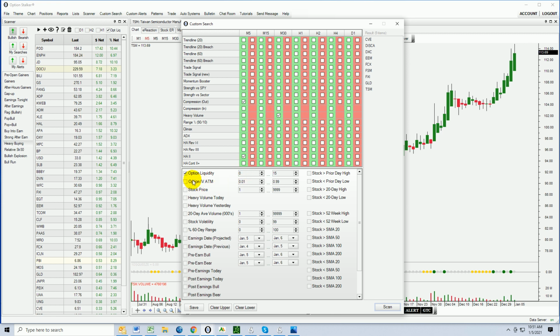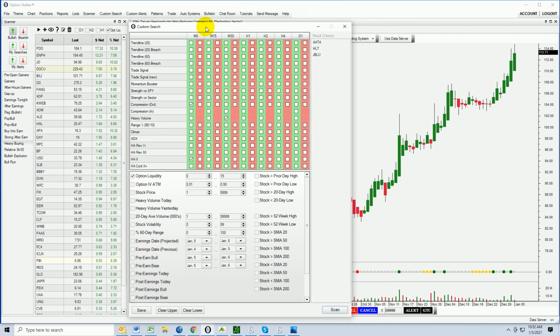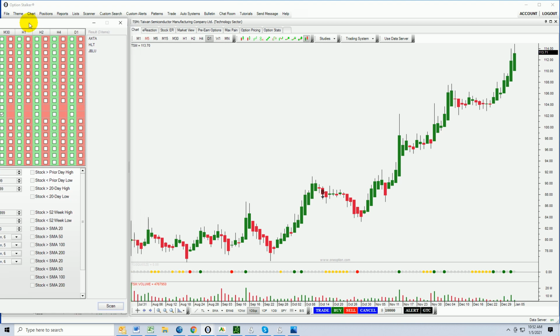So again, we've got good option liquidity. We've got HA2, so we know we've got two flat bottom green candles. We know we've got heavy volume on a 30-minute basis, and we know that it was in a compression. It's out of the compression. Let's see what we've got. All right, so let's see what we got here. Let's go into a 5-minute chart.